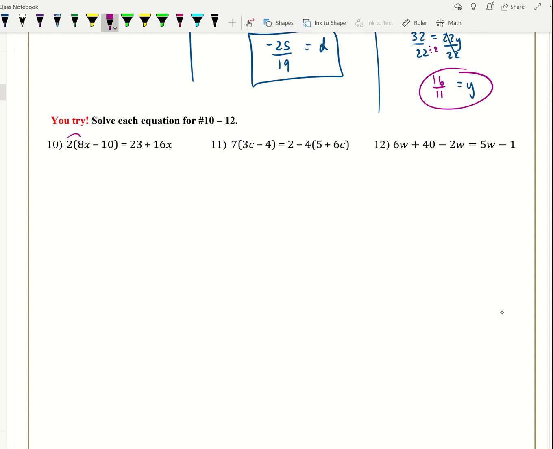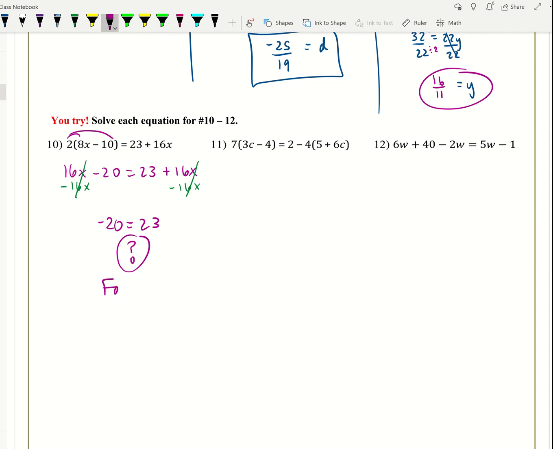On number 10, I do have to distribute, so I get 16x minus 20 is equal to 23 plus 16x. Well, that's really unusual. You might notice there's a 16x on both sides. When I cancel one of them, because that's what we're supposed to do when there's variables on both sides, I get this really odd answer. This says negative 20 is equal to 23. That's actually not true. Not true at all.